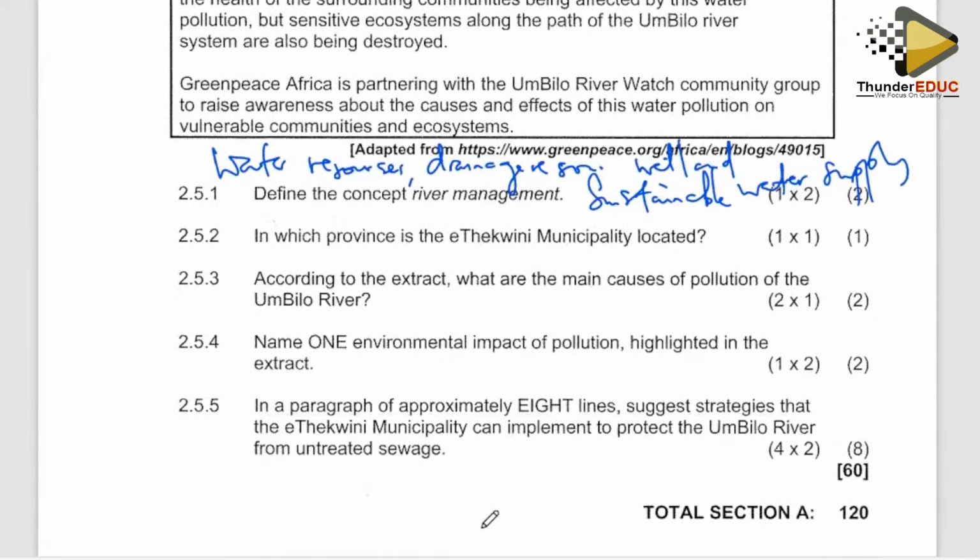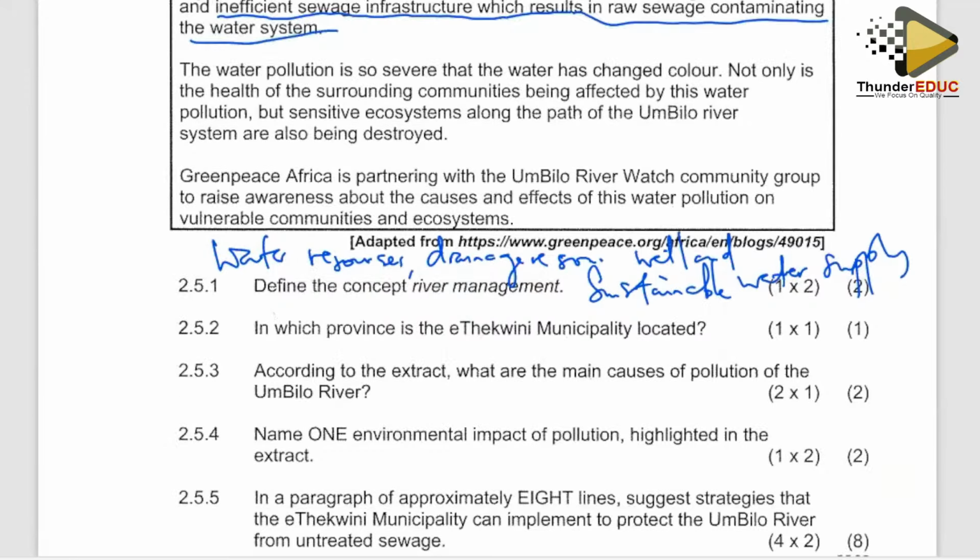Name one environmental impact of pollution highlighted in the extract. How did pollution impact on the natural environment? We are told that sensitive ecosystems along the path of Umbilo River system are also being destroyed. This is the destruction of the natural ecosystems.